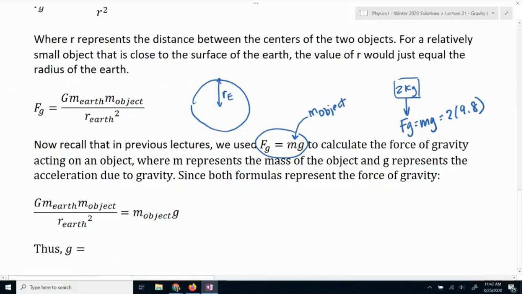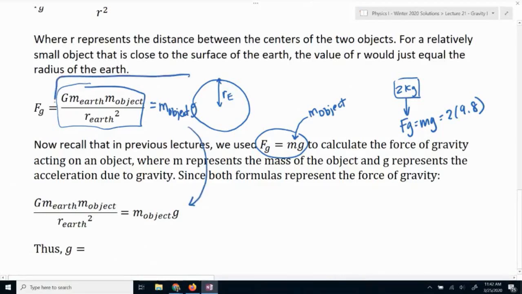So in this equation that says Fg equals G m Earth m object over r Earth squared, Fg is also equal to mg, m of the object, times g. So that takes us to this equation here. The same thing, Fg is equal to two different equations, the long equation on the left and the shorter equation on the right. Does that make sense so far? So we're just taking the two equations for Fg and setting them equal to each other.